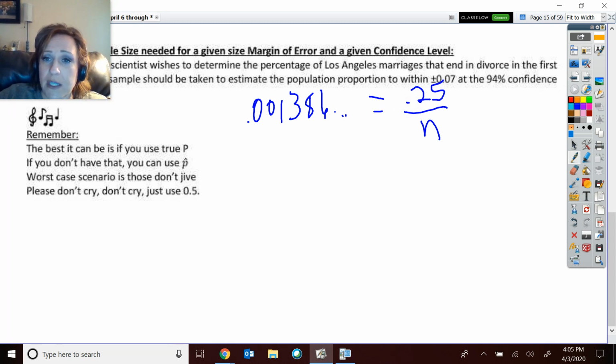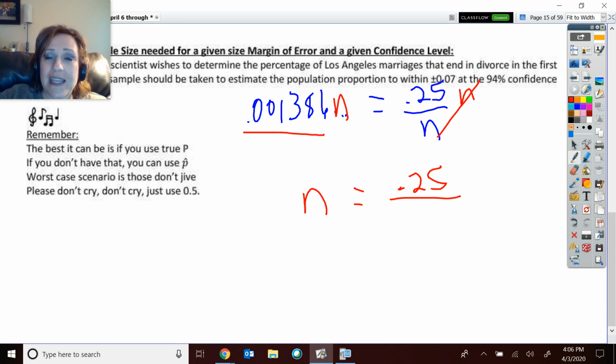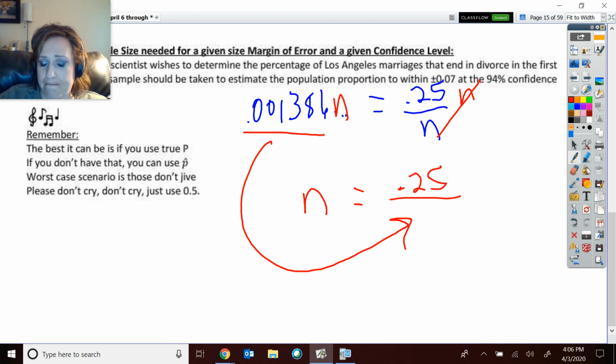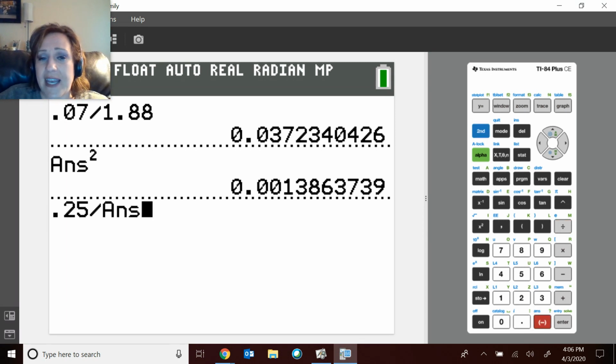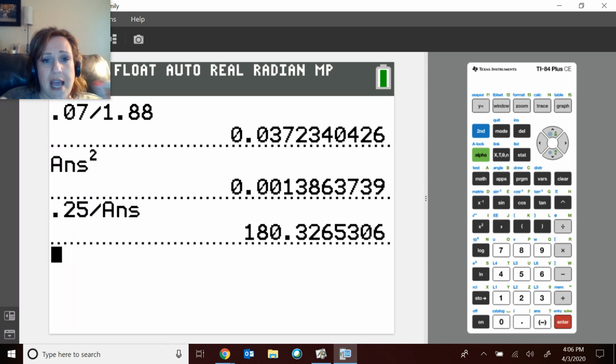And remember, this is a very common mistake students make. You would not multiply both sides by n. The reality is, to solve for n, you're going to take your 0.25 and divide it by this big old decimal here. So on my calculator, I'm going to put the 0.25 and divide it by that god-awful number that it gave me in the previous line. So second answer, that's the second and the negative button, and therefore I get that.